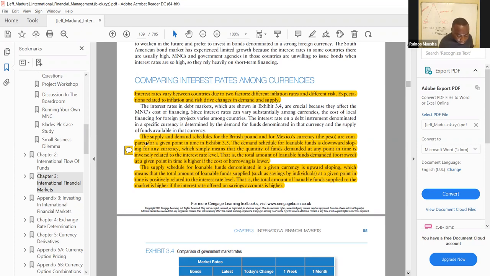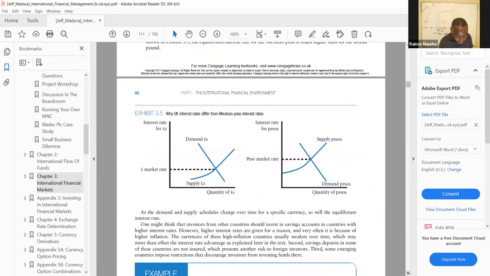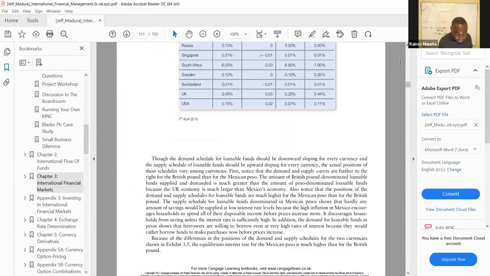So here they say the supply and demand schedules for the British pound for Mexican currency are compared for a given point in time as in exhibit 3.5. So they give us this exhibit 3.5, which is the exhibit which is here. So this gives us the demand and supply of the British pound against the Mexican peso. So which means that in this case, we look at the demand and supply curve from the British pound perspective, and then we look at the demand and supply curve from the Mexican peso perspective as well.